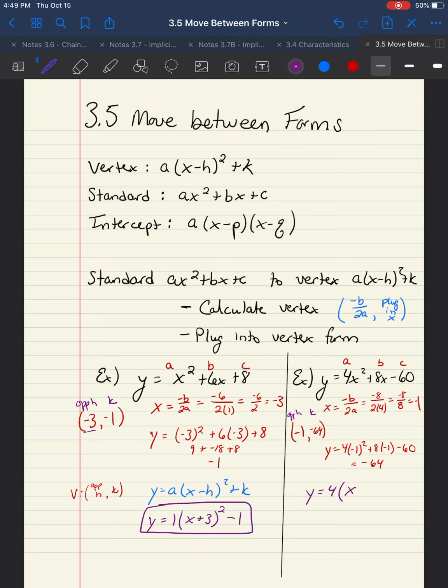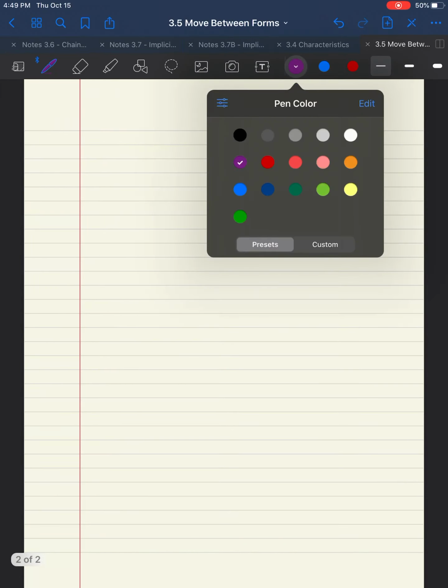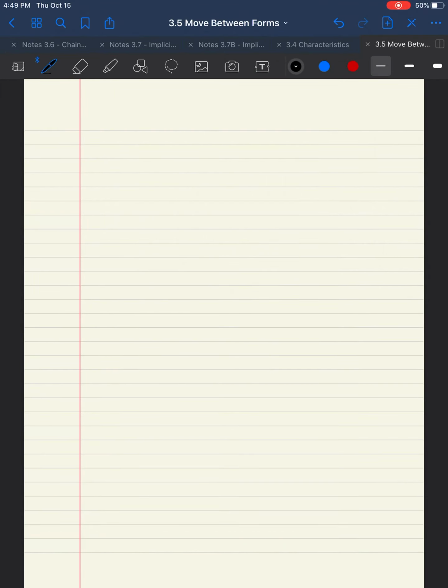So then when I write my equation, I write y equals a, but what was a from my original problem? Parentheses, x, opposite of h is -1. So to put it back into the equation, I'm going to turn it back into what the equation would have said, plus 1 squared, and then my k value.